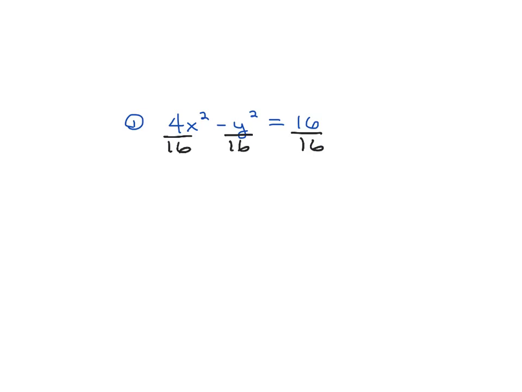So now I'm going to reduce the first fraction. It becomes 1/4. So I'm going to make it x squared over 4. Again, remember the hyperbola equation has a subtraction sign. And then here, nothing to reduce. And then the 16 over 16 becomes 1 whole.